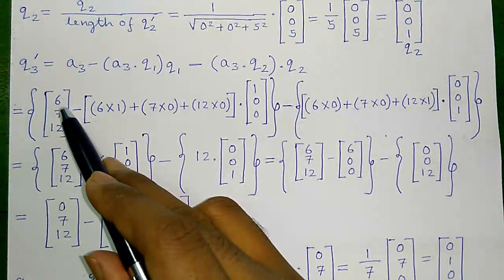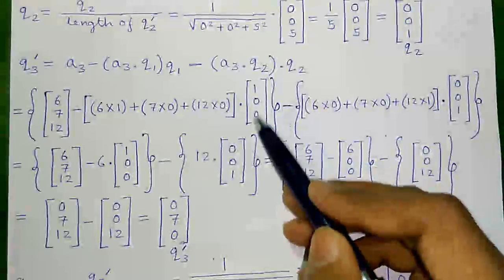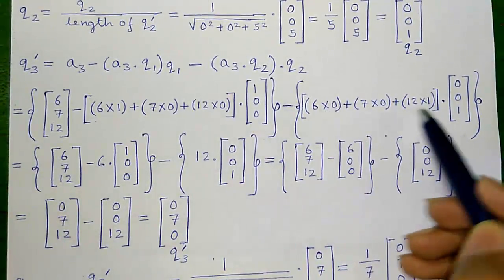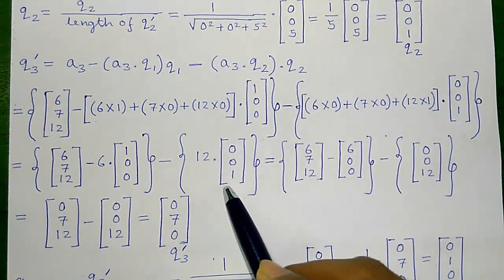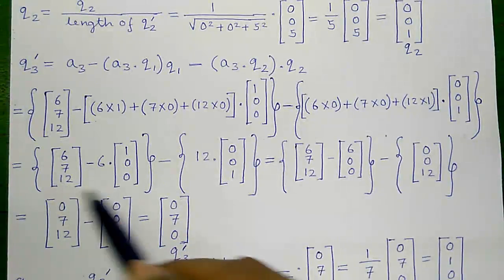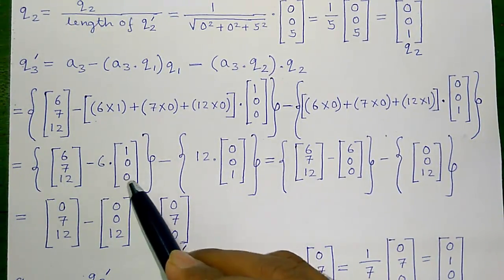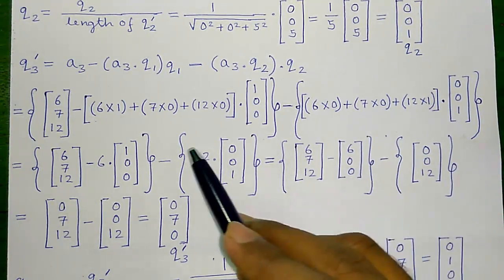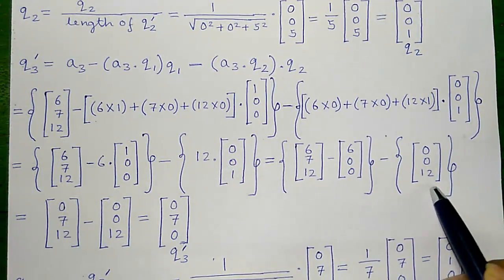So A3 minus 6 into Q1 minus this equals to 12 into Q2. So that's equals to 6, 7, 12 minus 6 into 1, 6 into 0 and 6 into 0, that is 6, 0, 0 minus 12 into 0, 12 into 0 and 12 into 1.